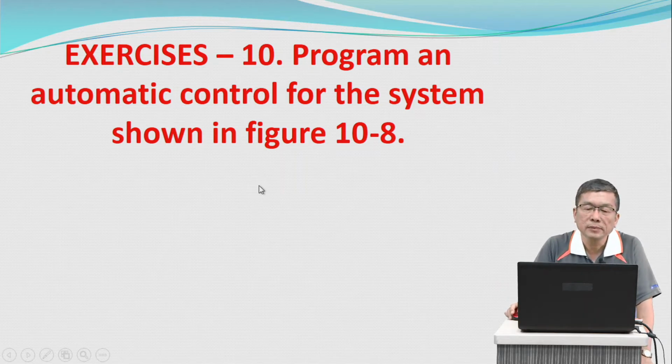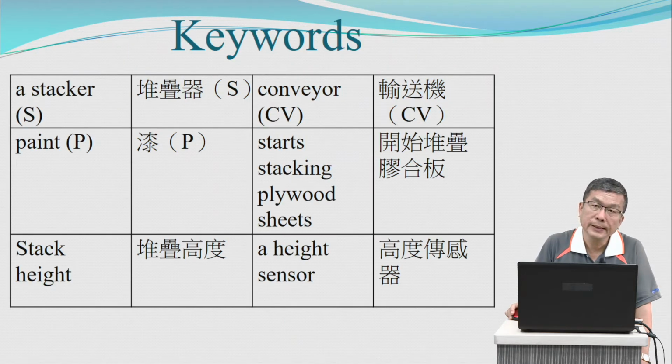Exercise. Program an automatic control for the system shown in figure 10.8. The keywords: a stacker, conveyor, paint, starting stacking plywood sheets, stack height, a height sensor.